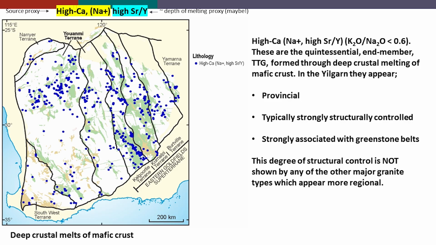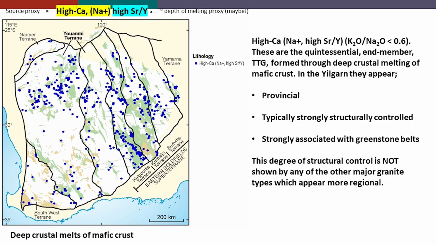So these are our deep melts of lower crustal amphibolites. These are our quintessential TTGs, the real fair dinkum TTGs. And if you look at the distribution of these, it's quite interesting. They're quite provincial in their distribution. There are very large areas of the Yilgarn where we don't see any at all. Where we do see them, they're quite strongly structurally controlled.